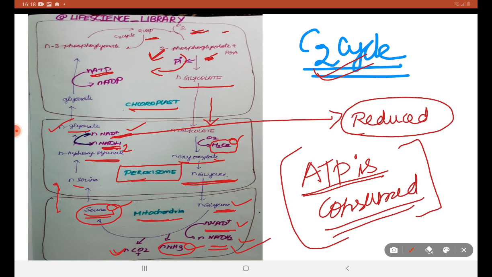This will be asked in the CSIR exam: where hydrogen peroxide is produced, that is glycolate to glyoxylate. This is a previous year question. Then glycine forms serine. It occurs in mitochondria. This is a previous year question. So please make a note of it. Hope this C2 cycle is clear.